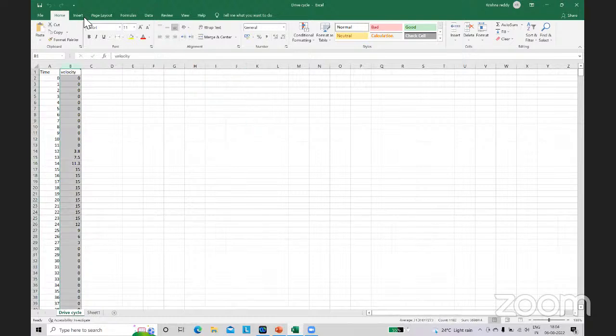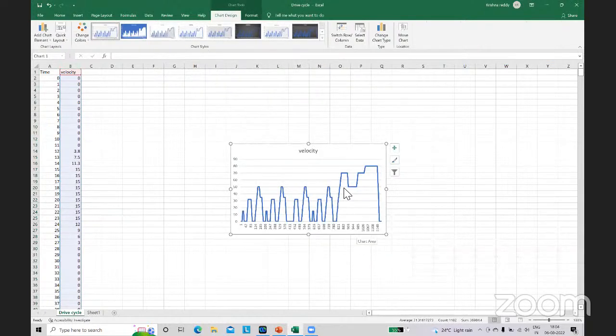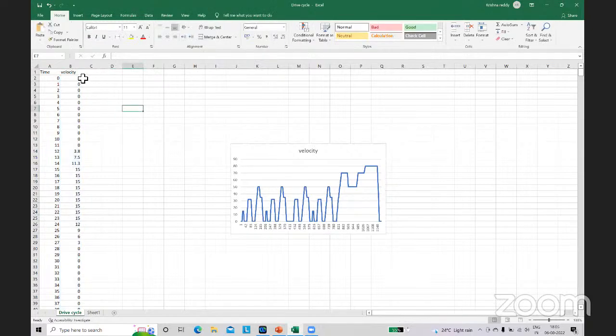So let me introduce this general drive cycle. That is the standard drive cycle, the NEDC drive cycle, the new European standard drive cycle. With this, you can see that the y-axis is velocity and the x-axis is time. With respect to the different time data, the velocity is varying. So we'll try to calculate our motor sizing and all that using this data, as a tricycle.